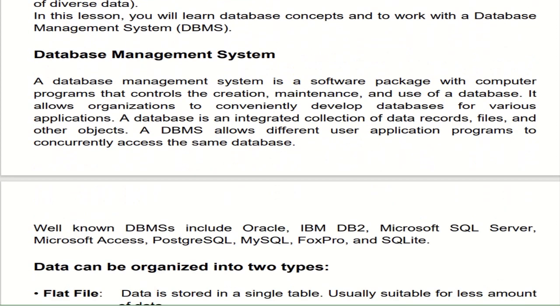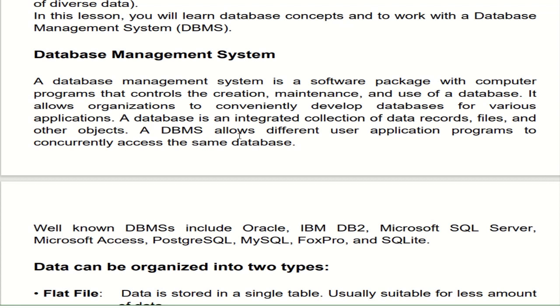Now, what do you mean by database management system? Database management system is a software package with computer programs that control the creation, maintenance, and use of database. You could be able to create the database, you could be able to maintain the existing database, and if you want to reuse or use that particular database, you could be able to use the database as well. Now it allows organization to conveniently develop databases for various applications. Like a database is an integrated collection of data recorded files. Integrated means different type of collection of data recorded files and other objects.